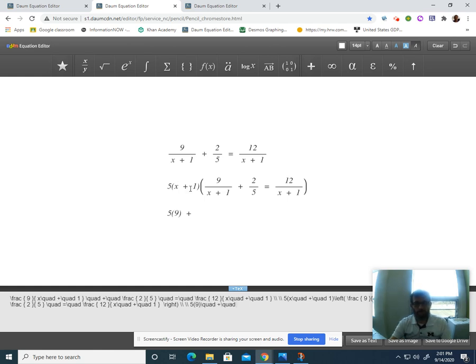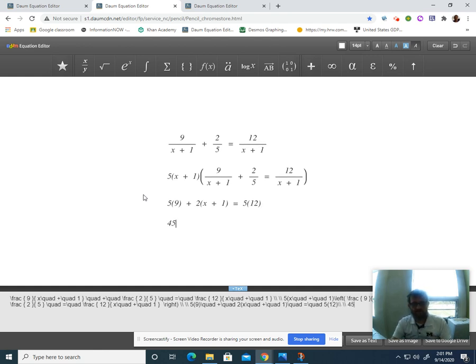Plus, when I multiply this times this, the 5's cancel, and I'm left with 2 times x plus 1. And now that equals, when I multiply this by this, again the x plus 1's cancel, and I'm left with 5 times 12. And now with one step, all my fractions are gone. So now I just have to simplify. That's 45, then 2x plus 2 equals 60.